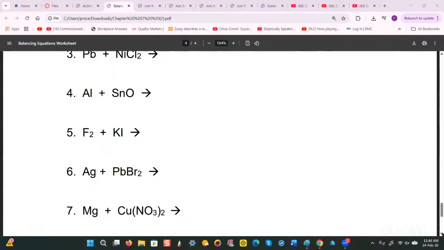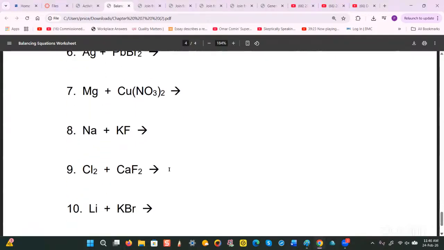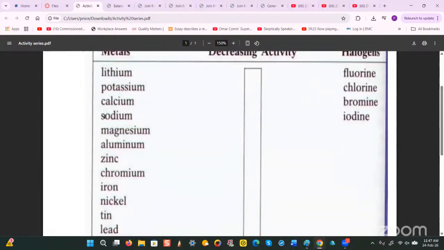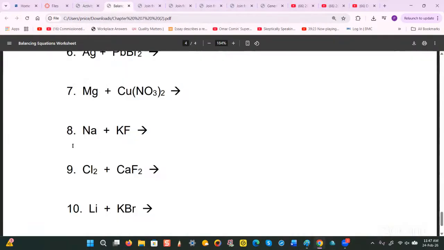Let's go down. Okay, sodium plus potassium fluoride. So let's go to the chart again. Let's see, where is sodium? Okay, sodium is here and potassium is above sodium. That means that potassium is more active than sodium. So what does that mean for this reaction here? No reaction, exactly. So no reaction. The next one, chlorine plus calcium fluoride.